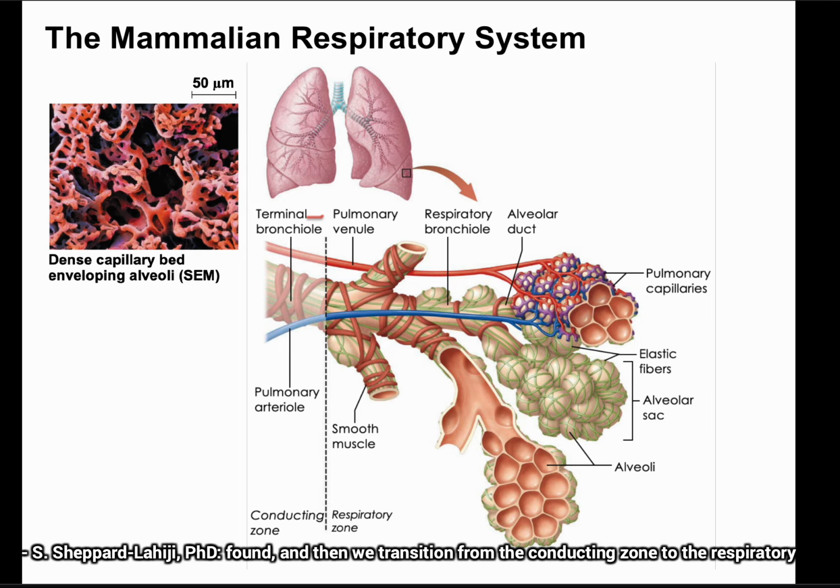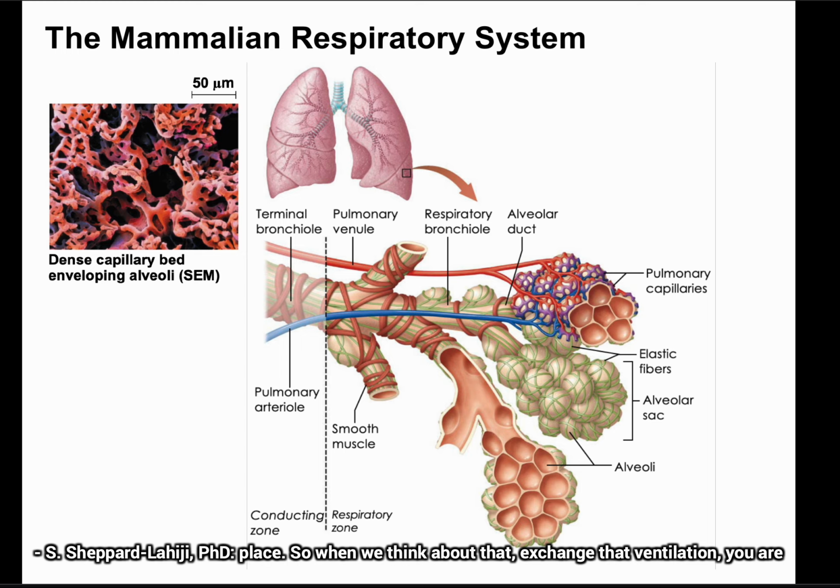And then we transition from the conducting zone to the respiratory zone. And the respiratory zone is where gas exchange takes place. So conducting zone, we're thinking about cleaning, humidifying, warming the air. And then the respiratory zone, we're thinking about exchange. And the exchange is going to occur at these alveoli that are found here. These are going to be in close proximity to the cardiovascular system and the pulmonary capillaries, and that's what's going to allow for that exchange to take place.